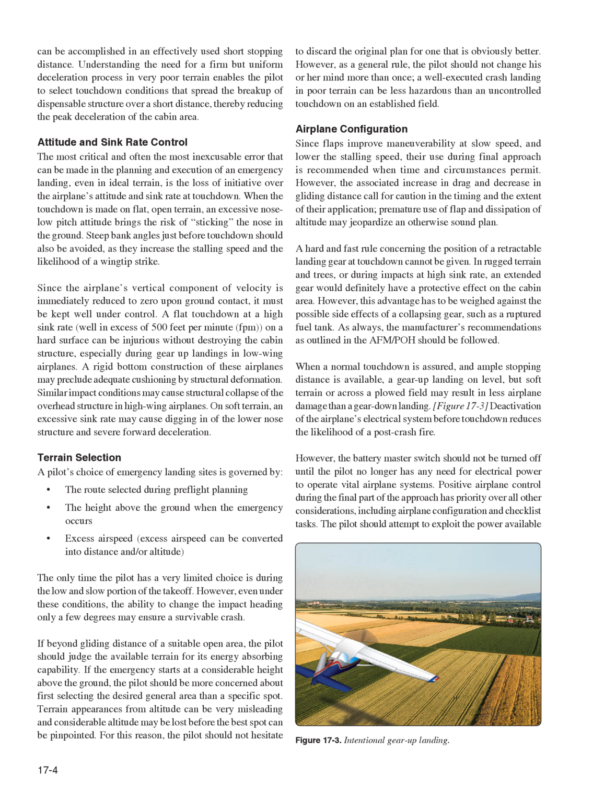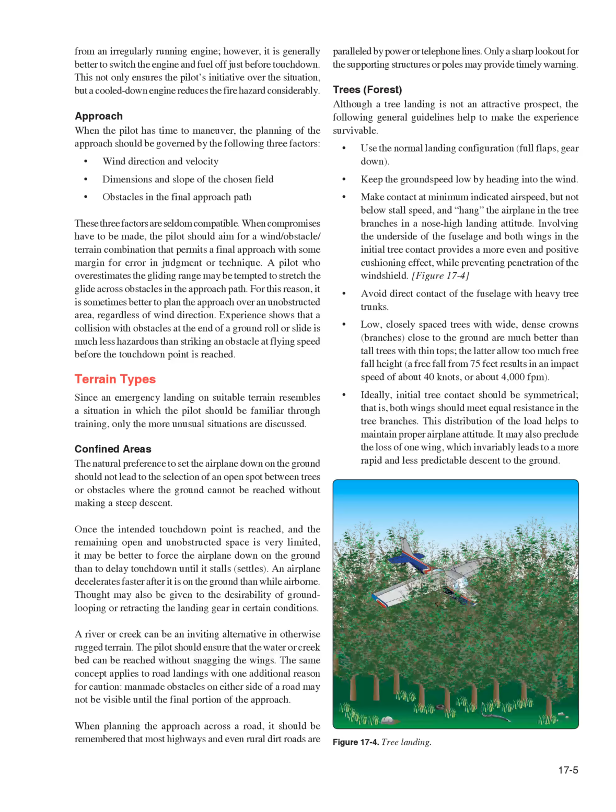Positive airplane control during the final part of the approach has priority over all other considerations, including airplane configuration and checklist tasks. The pilot should attempt to exploit the power available from an irregularly running engine. However, it is generally better to switch the engine and fuel off just before touchdown. This not only ensures the pilot's initiative over the situation, but a cooled-down engine reduces the fire hazard considerably.